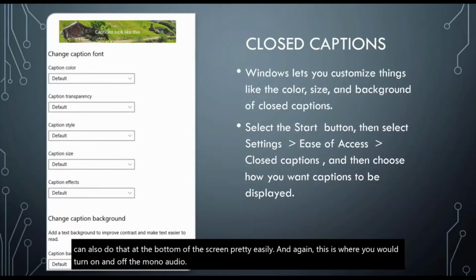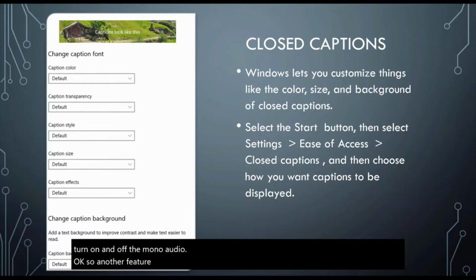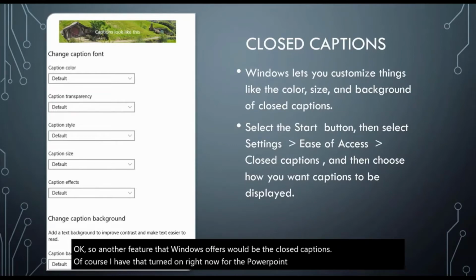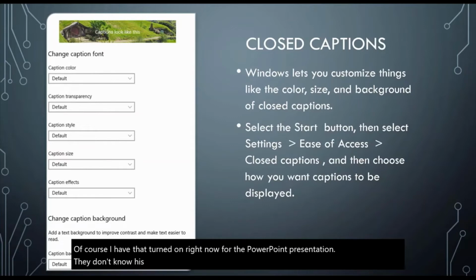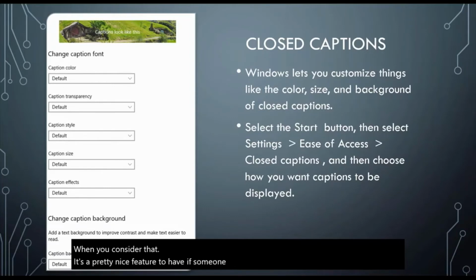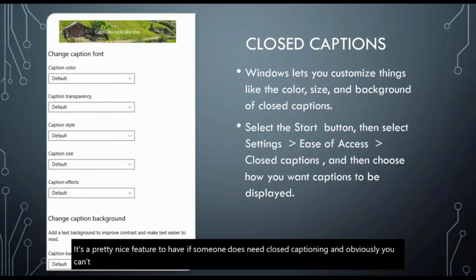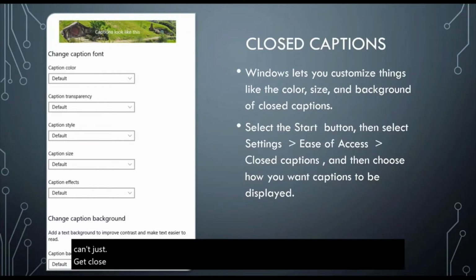Okay, so another feature that Windows offers would be closed captions. Of course, I have that turned on right now for the PowerPoint presentation. They don't always work perfectly. It can get words wrong, but it is better than not having anything, especially when you consider that if someone does need closed captioning, you can't always get it readily available all the time. So it is a nice feature to have for presentations like this.